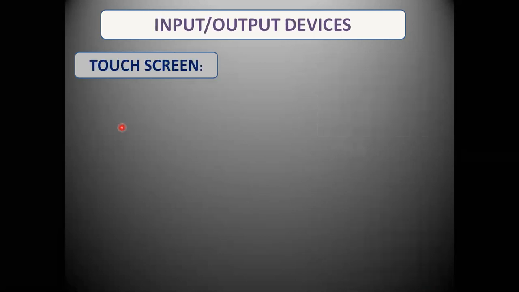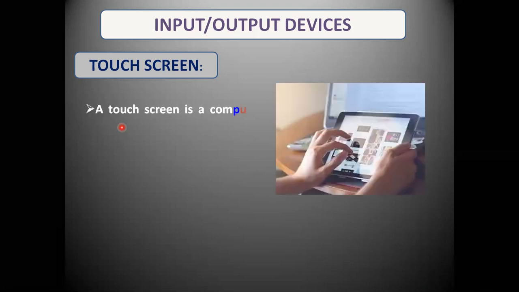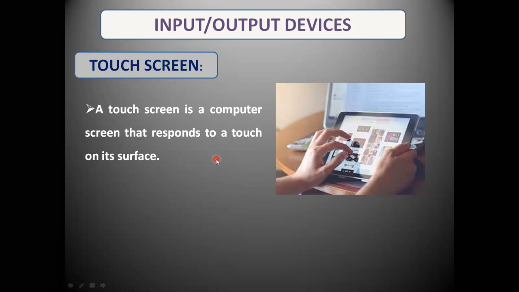Next device that we are going to talk about is touchscreen. Touchscreen is a computer screen that responds to a touch on its surface. You just touch on different parts of the screen for pointing or clicking or double clicking. Remember, it's not a mouse. The cursor on the screen is also controlled by the mouse. All the functions that were performed by mouse can also be performed on the touch screen, just using your finger or stylus, etc. that you have learned in the previous class.